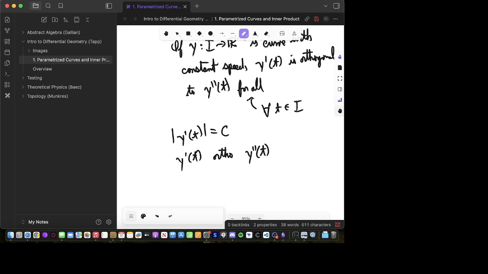So that's a little bit about parametrized curves and the inner product.